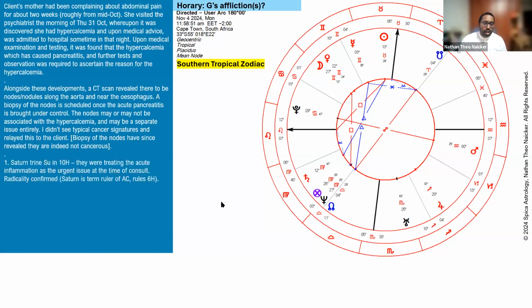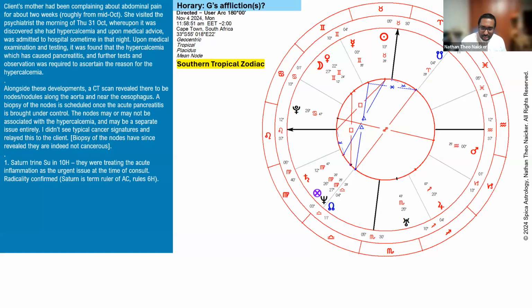So now the first step in interpretation here, I looked to the sixth house. The sixth house here is Capricorn, and the ruler is Saturn in Virgo, which shows the pancreas. Virgo is connected to the pancreas. And it's trining the Sun in the 10th house. The 10th house shows treatment. That was currently being dealt with at the time.